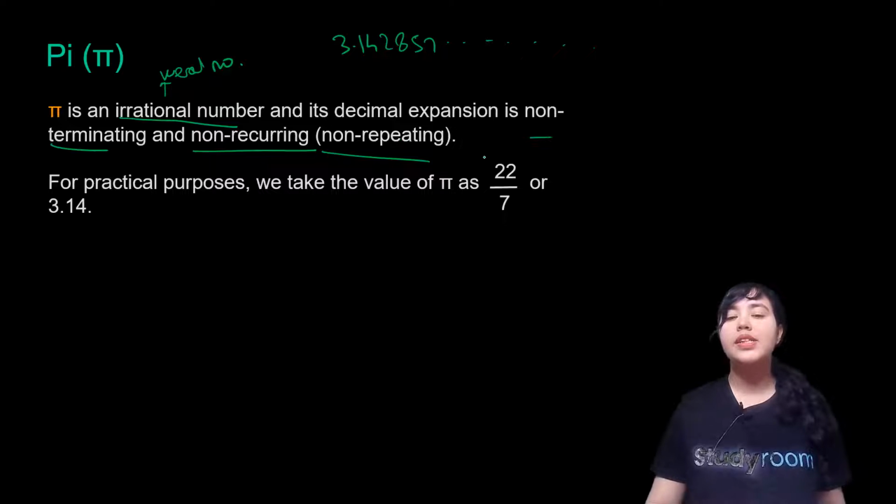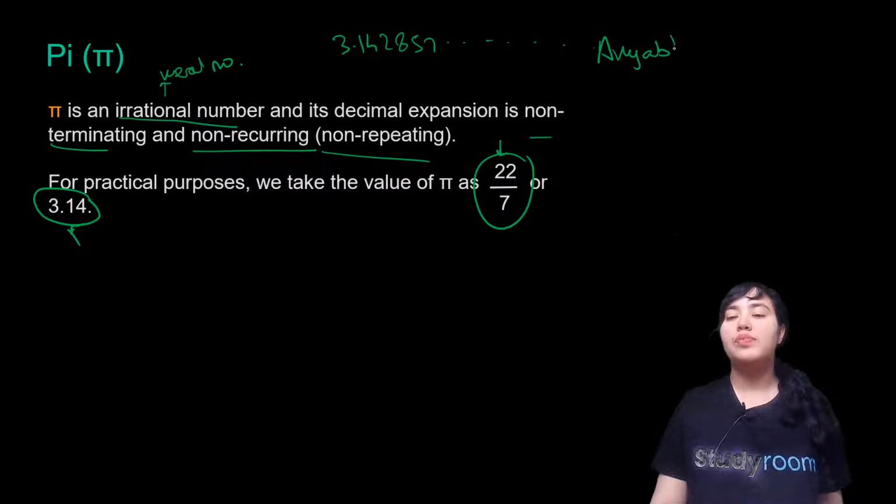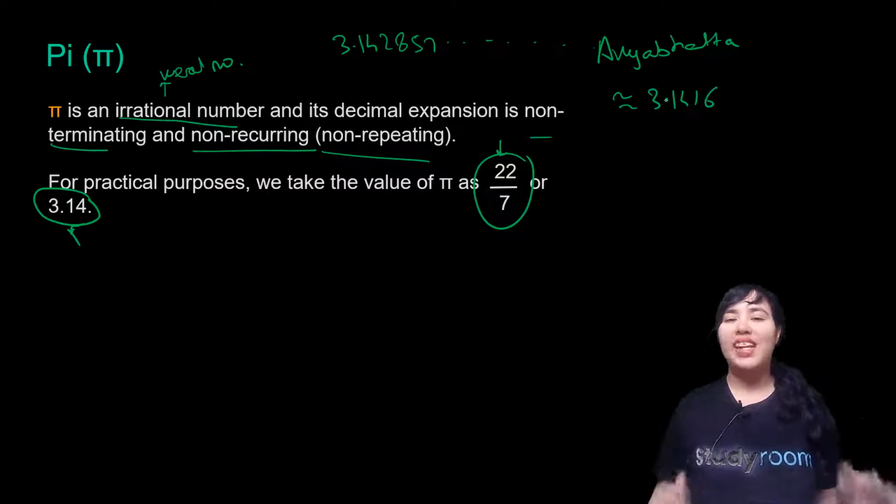So for practical purposes, we take either of these two values, okay? So we can take 22/7, the fractional value of pi, or we can take 3.14. Usually the question will tell you which value of pi you have to employ. In fact, there have been different estimates for this value of pi. A very famous Indian mathematician, Aryabhat, also gave an approximate value of pi as about 3.1416. So there are several values, but we are mainly interested in these two values.